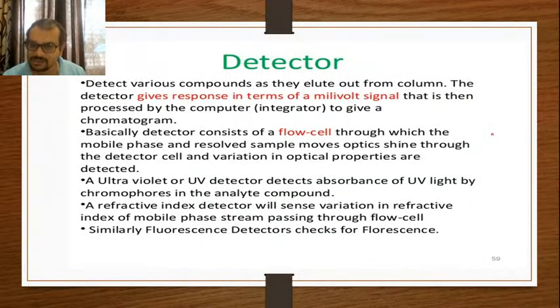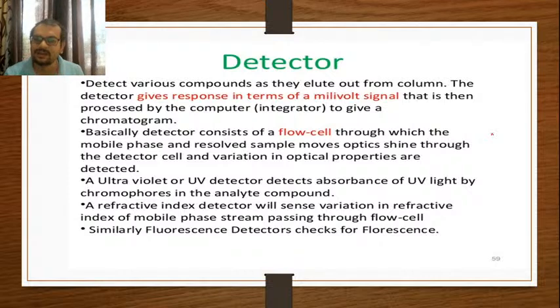The detector detects the various compounds as they elute out from the column, as we already discussed. The detector gives the response in terms of a millivolt signal, that means an electrical signal, which is then processed by the computer to give the chromatogram. What is the importance of the detector system? It not only detects the individual components of the mixture, but it converts the components into a quantitative or qualitative signal in the form of an electrical signal, which is then processed by the computer.